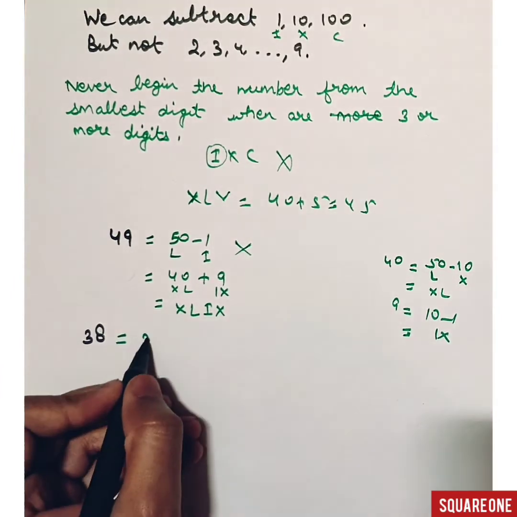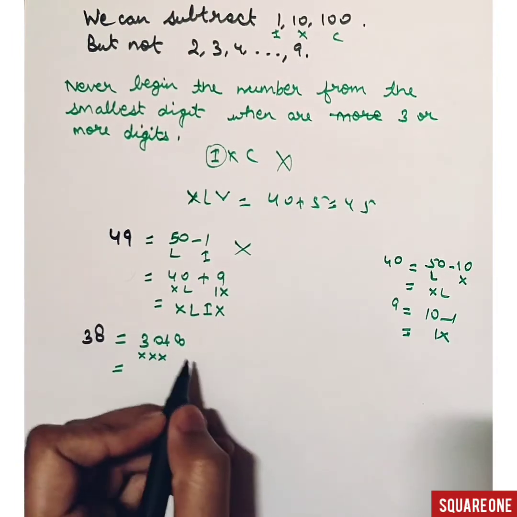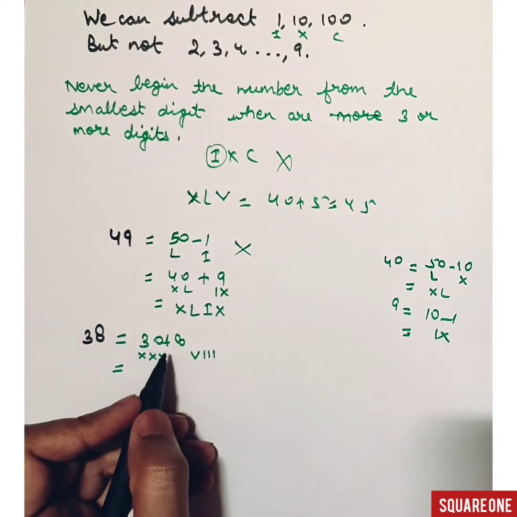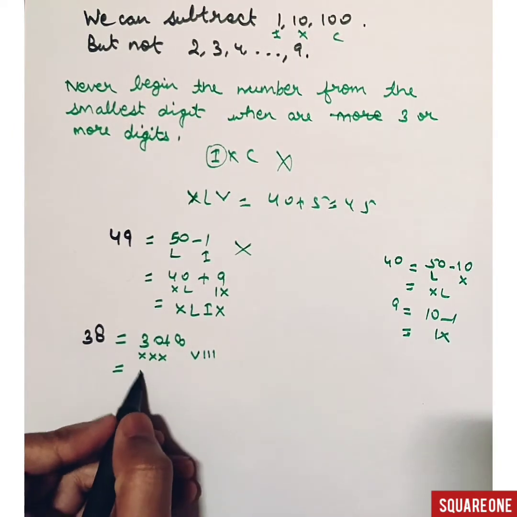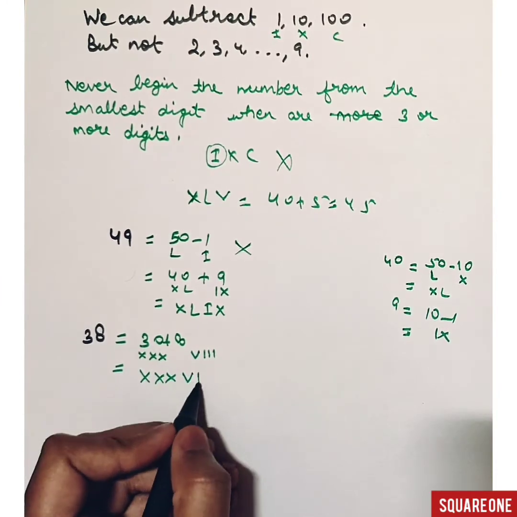38 is written as 30 plus 8. 30 is triple X. 8 is VIII. In addition, smaller value is written on the right hand side. So the number becomes triple X VIII.